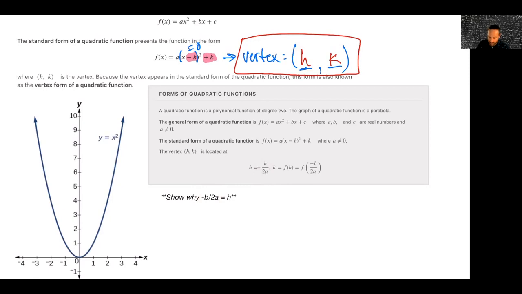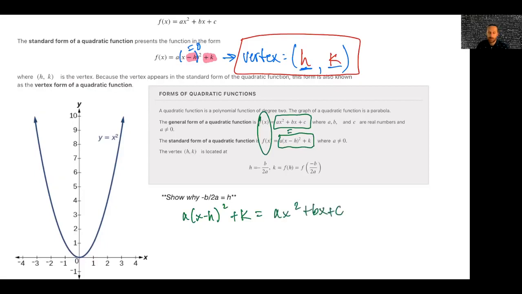We know that a times the quantity x minus h squared plus k is equal to my other y value. In other words, we know that this and this are equal to the same thing, so therefore they are equal. So now all I'm going to do is take this and expand the left side. I will have to square this first, which means that times itself. And doing that, I get x squared minus 2xh plus h squared.